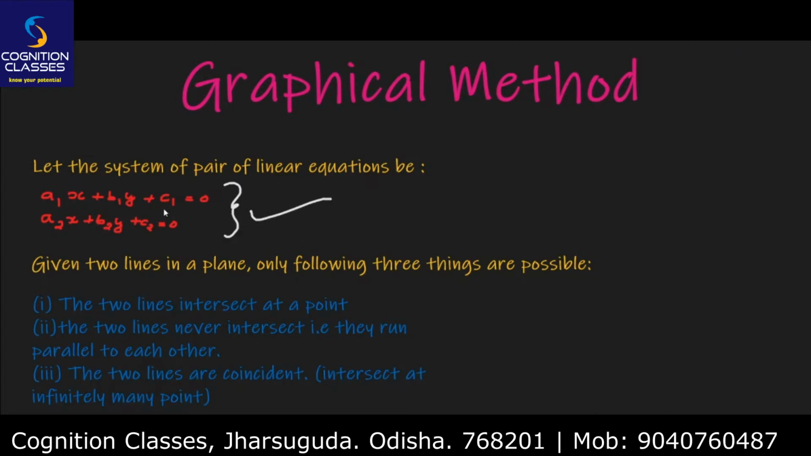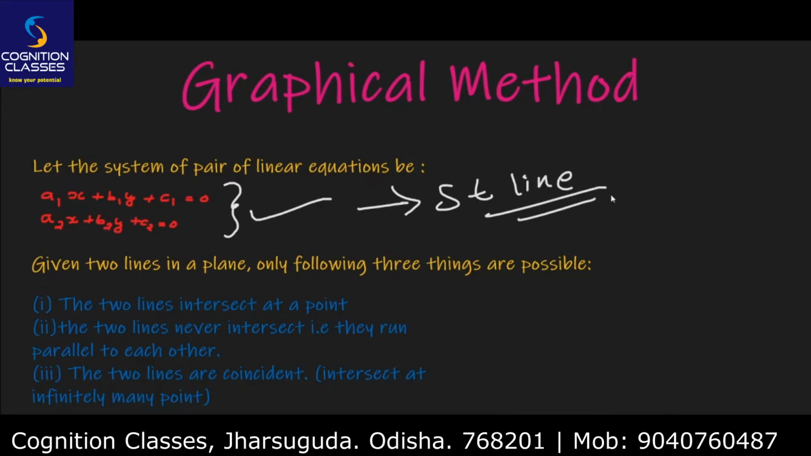We have already studied in the previous lectures that any pair of linear equations can be given in the form of a1x plus b1y plus c1 equals 0 and a2x plus b2y plus c2 equals 0. If we concentrate on this given pair of linear equations, we will get to know that they are linear equations in two variables, which always represent a straight line.